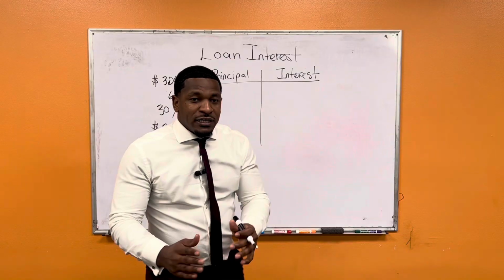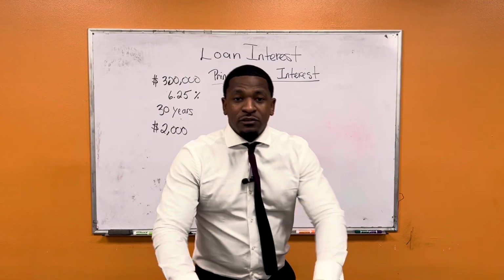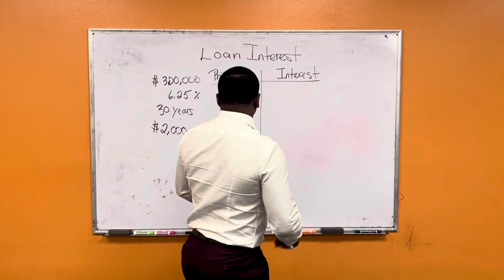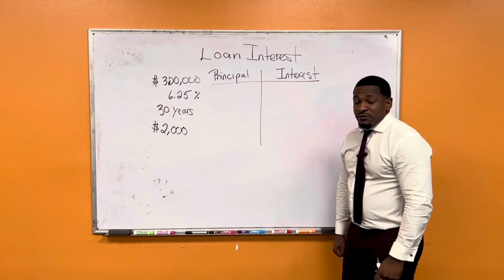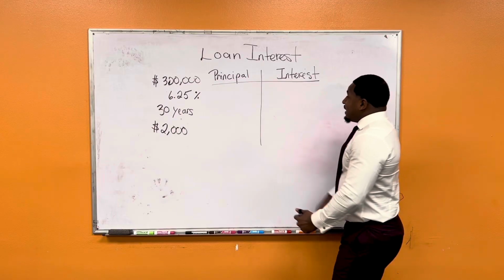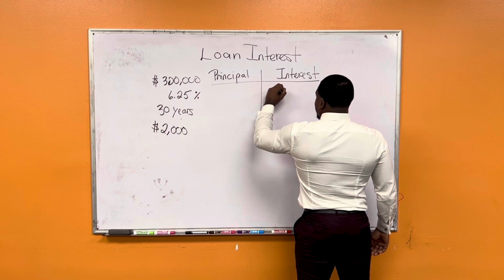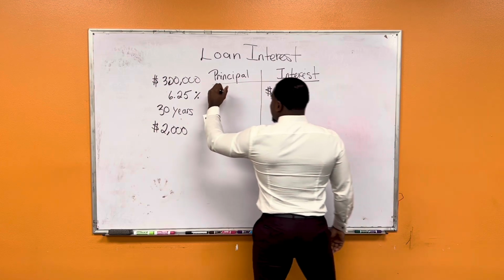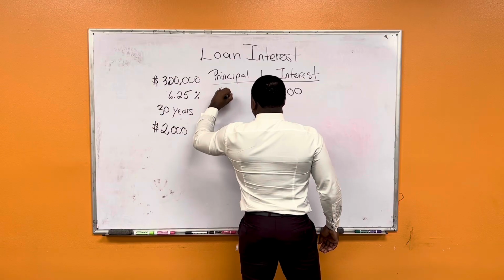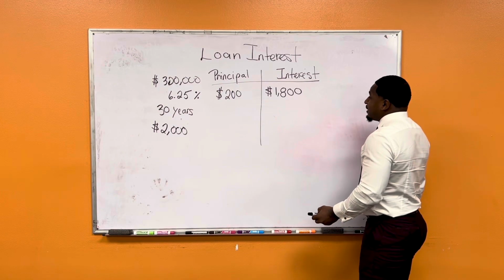So when I keep saying in my videos they're front loading it with interest, this is what I mean by that. For that $2,000, right, $1,800 goes over here, and $200 goes towards the principal, right?